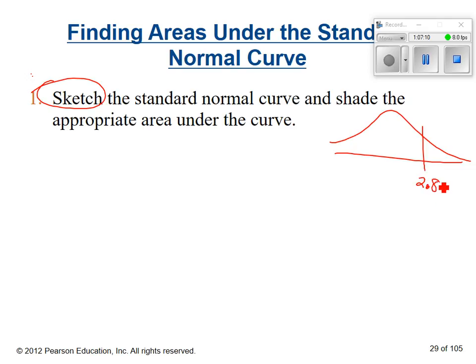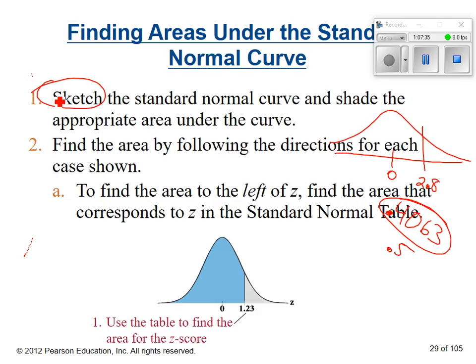Well, right away I know that if I come up with a final answer that's 0.4063, that's wrong, because that z-score of 2.8 better be more than 0.5, right? It's got to be higher than that. So you can sort of get some idea of where you're at. So sketch it, that way you know where you're at. Find the area.